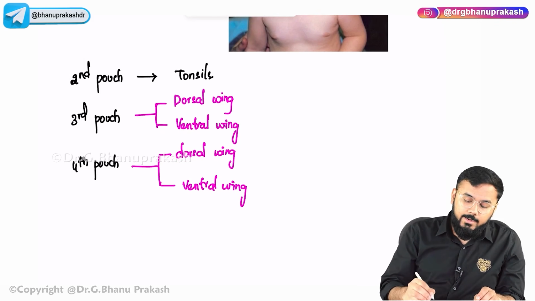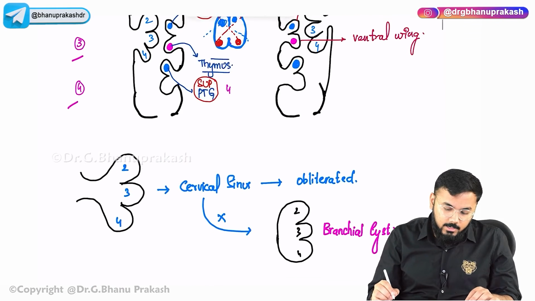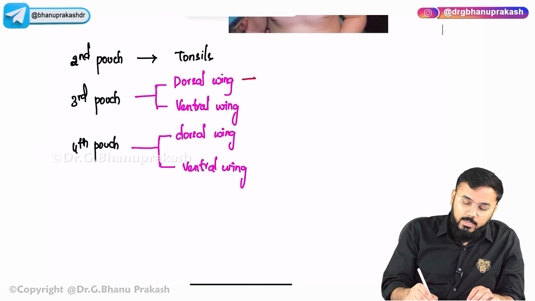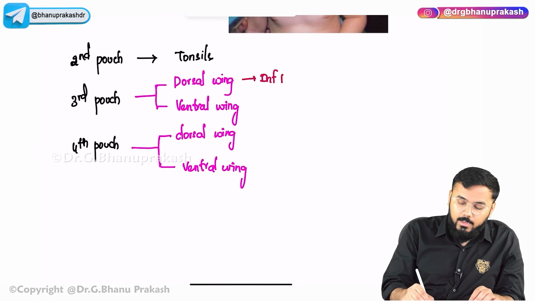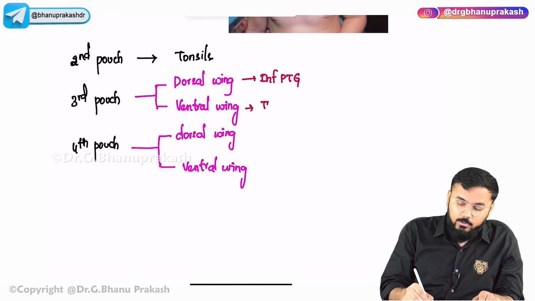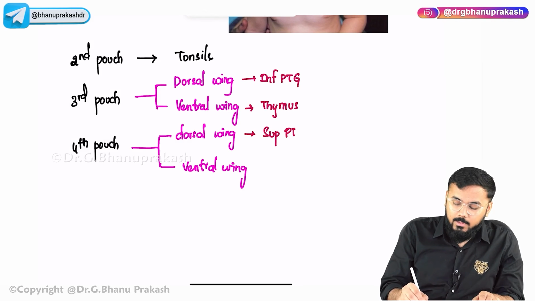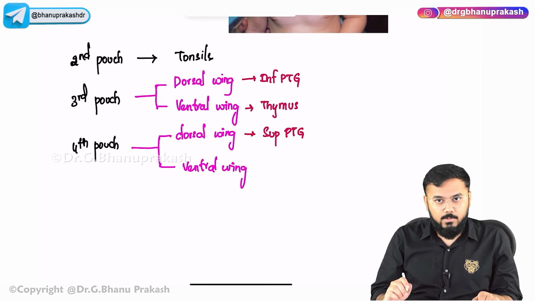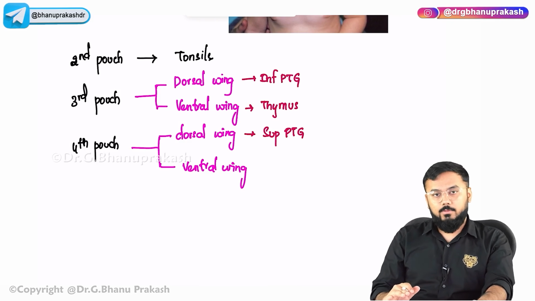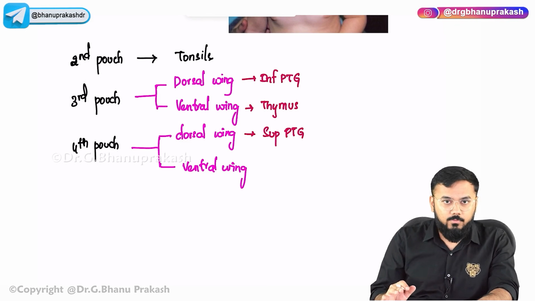Now what did I tell you? Third pouch dorsal wing will develop into the inferior parathyroid gland. Ventral wing will develop into the thymus. And the dorsal wing of the fourth pouch will develop into the superior parathyroid gland. So these are the important pouches, whatever you see, pouches or clefts which you can see over here.